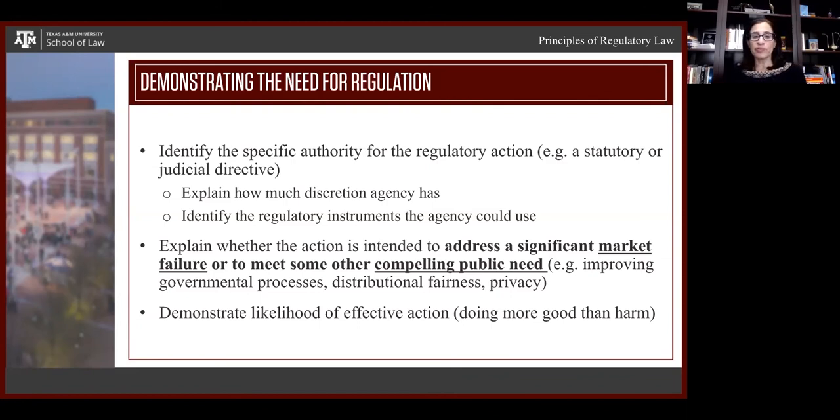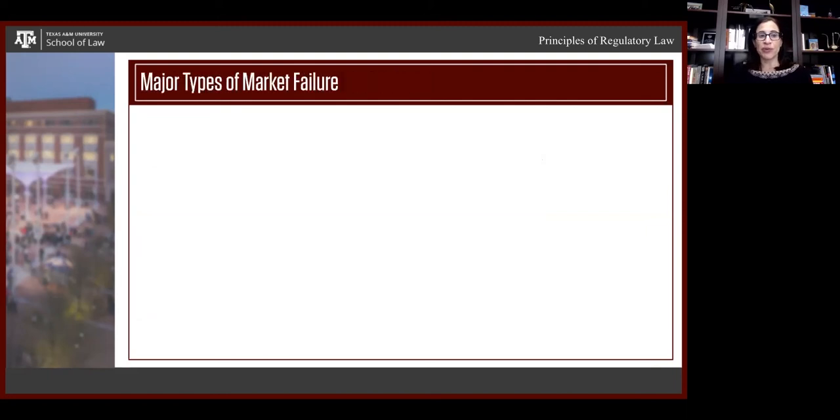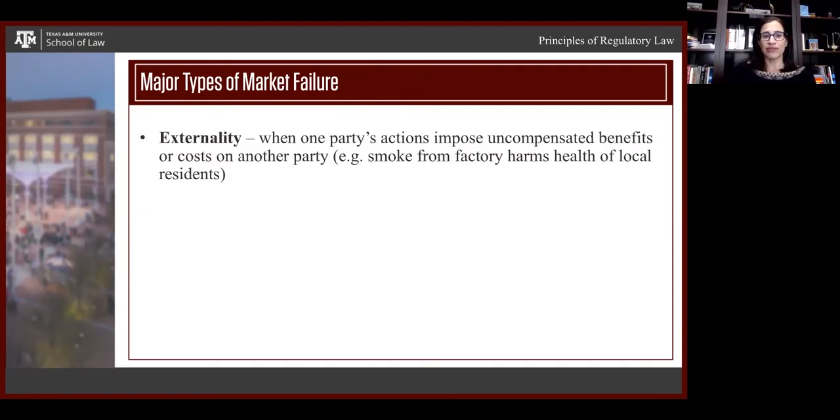So as the middle bullet point notes, addressing a significant market failure may be part of explaining why action is needed. So you need to understand that there are several types of market failure. I don't expect you to really understand these in depth because this is not an economics course, but just to have a general sense of what some types of market failure are. So one is an externality, and that's when one party's actions impose uncompensated benefits or costs to another party. So for example, when smoke from a factory harms the health of local residents.